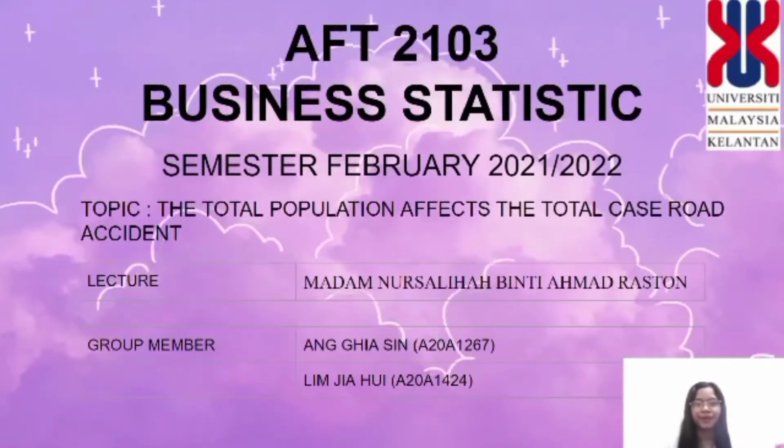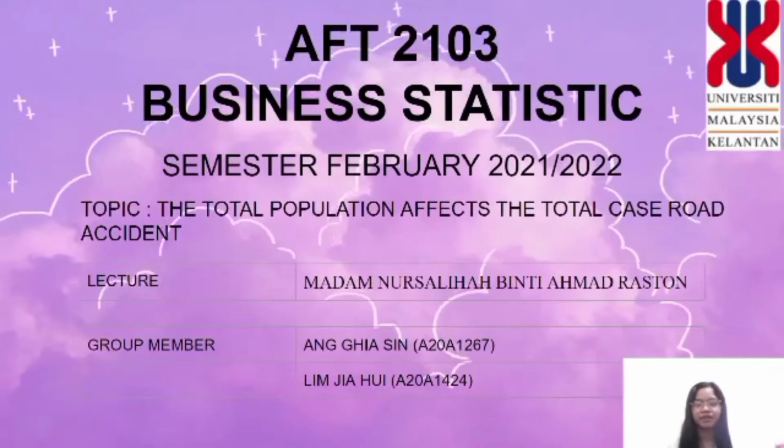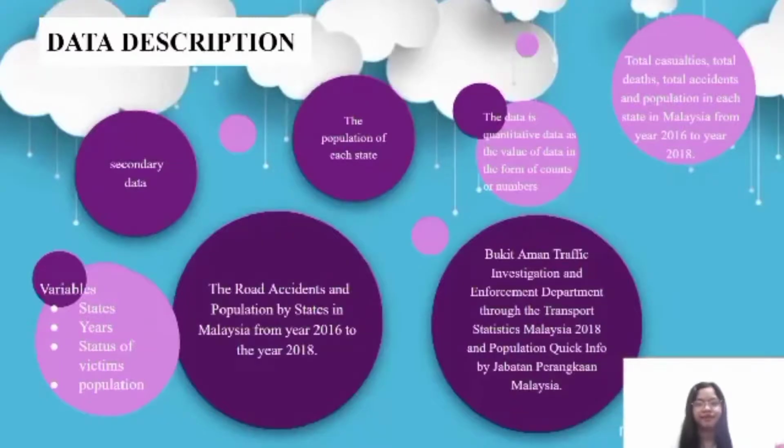Today, I'm going to present the assignment about the business activities. The topic of our assignment is how the total population affects the total cases of road accidents. First of all, I'm going to present the data description. The data description is about the road accidents and population by state in Malaysia from year 2016 to year 2018.